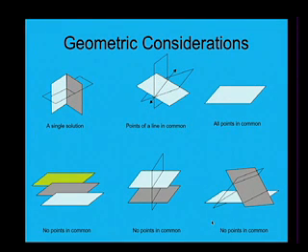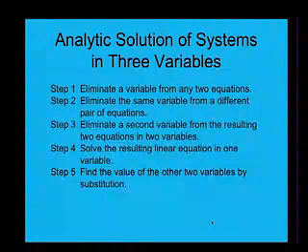Let's look at the steps involved with solving a system of equations. The analytic solution of systems in 3 variables. Step 1, eliminate a variable from any 2 equations. Step 2, eliminate the same variable from a different pair of equations. Step 3, eliminate a second variable from the resulting 2 equations in 2 variables. Step 4, solve the resulting linear equation in 1 variable. And finally, step 5, find the value of the other 2 variables by substitution.